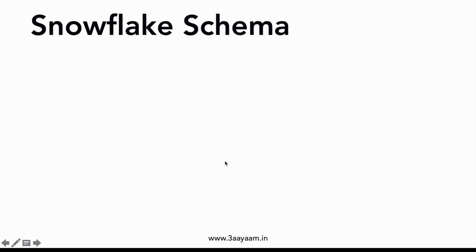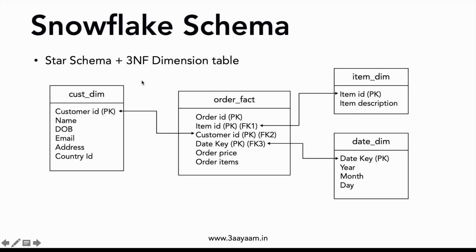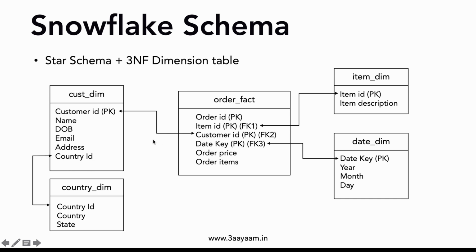Then we have the Snowflake schema, which is an extension of star schema. So Snowflake schema is basically star schema plus third normal form of the dimension tables. I have these fact tables and dimension tables. I have the order fact table and 3 dimension tables. And in customer dimension, I have address and country ID, which can be normalized further. And I can create a third normal form with another table, the country dimension. And the country dimension is related to the customer dimension. So it does not have any relation with the fact table. It is related to the dimension table.